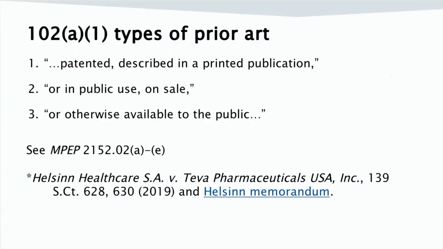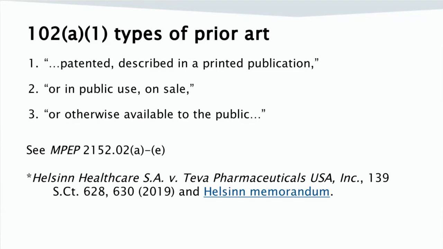Here are the types of 102(a)(1) prior art stated verbatim. Regarding the first type, patented refers to issued U.S. patents as well as foreign patents in any language. Regarding the second type, under AIA 35 U.S.C. 102(a)(1), there is no geographic limitation on where prior public use, sale, or offer for sale occurs. The public use, sale, or offer for sale would need to occur before the effective filing date of the claimed invention to constitute prior art under AIA 35 U.S.C.